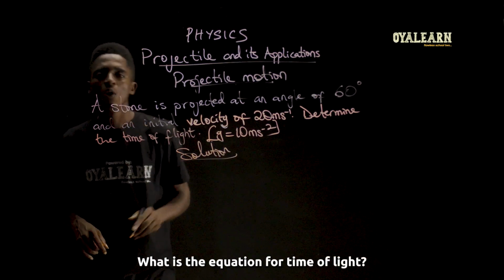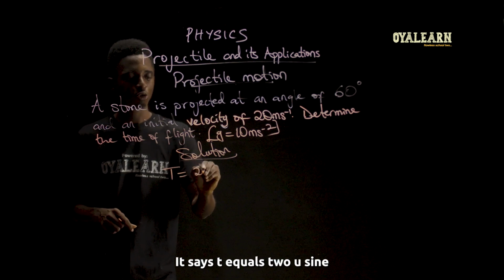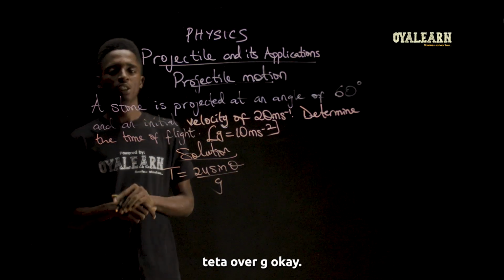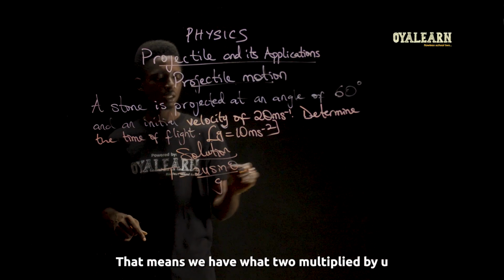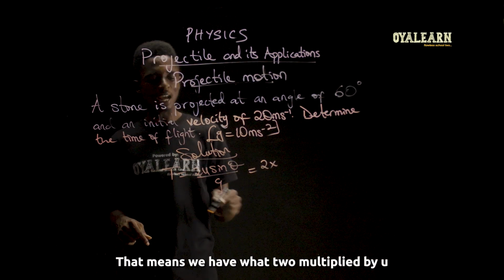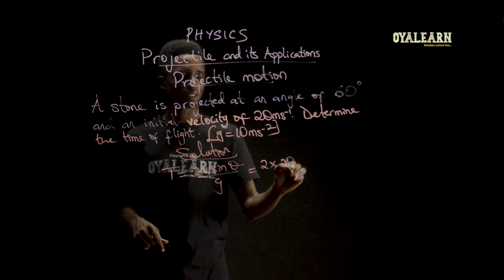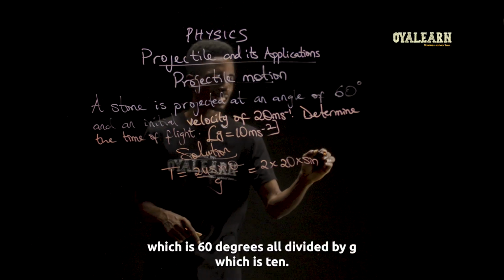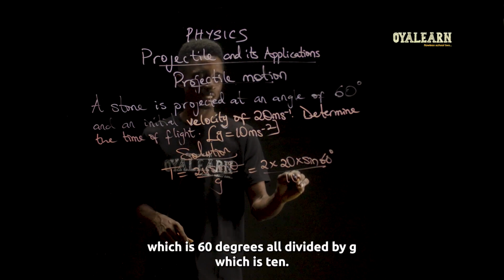Solution. What is the equation for time of flight? It says t equals 2u sine theta over g. Okay, so let's apply this. That means we have what? 2 multiplied by u, which is what? u is given here as 20. Now multiplied by sine theta, which is 60 degrees, all divided by g, which is 10.